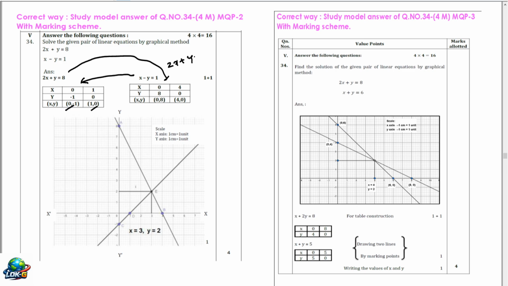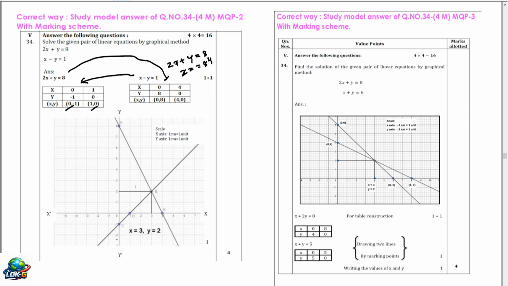2x plus y is equal to 8. When x is equal to 0, you will get what? y is equal to 8. When y is equal to 0, 2x is equal to 8. 2 1s are 2, 2 4s are 8. You will get 4, 0. 0, 8 and 4, 0. You can observe here, plotting the points.